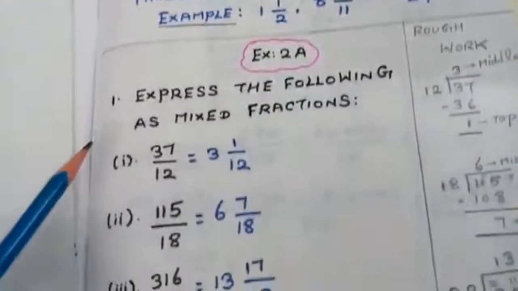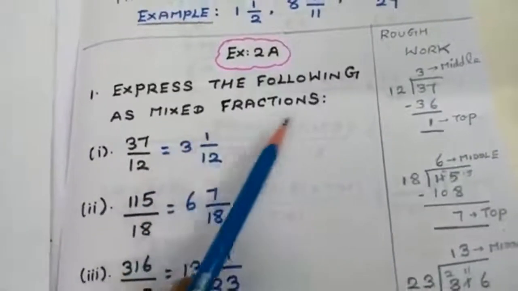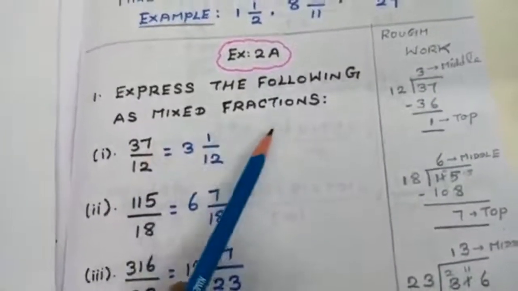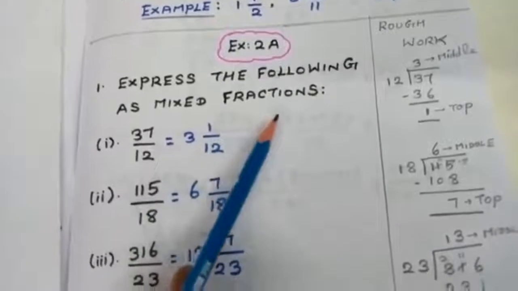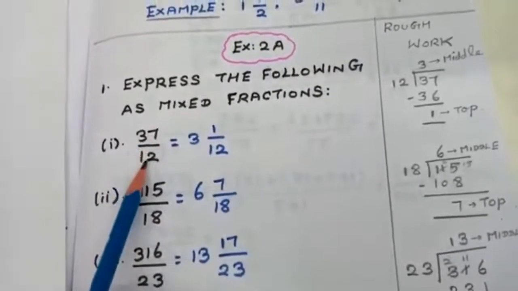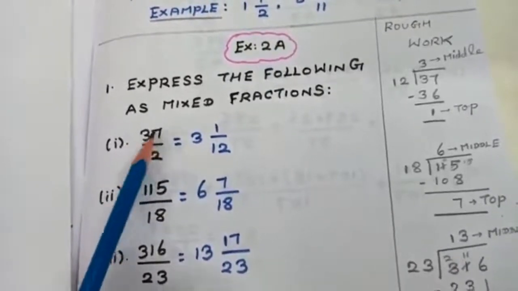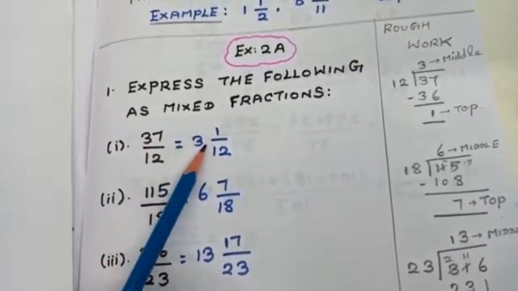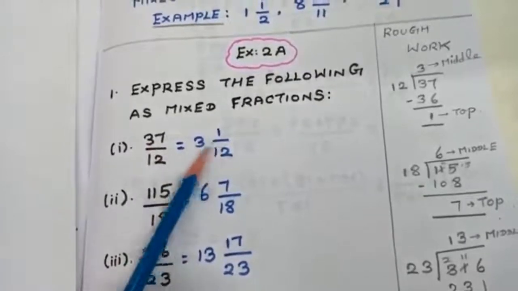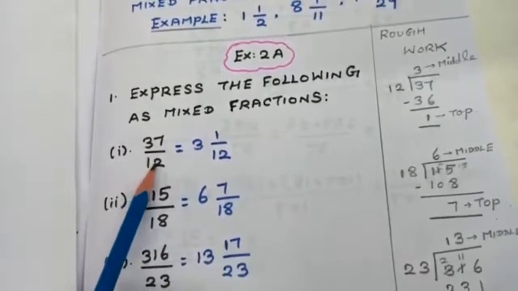Based on this concept we are going to see exercise 2a, that is, express the following as mixed fractions, students. They are going to give a particular fraction, 37 by 12. The same 37 by 12, I am going to write in the form of a mixed fraction. So how do we write this particular question as a mixed fraction?